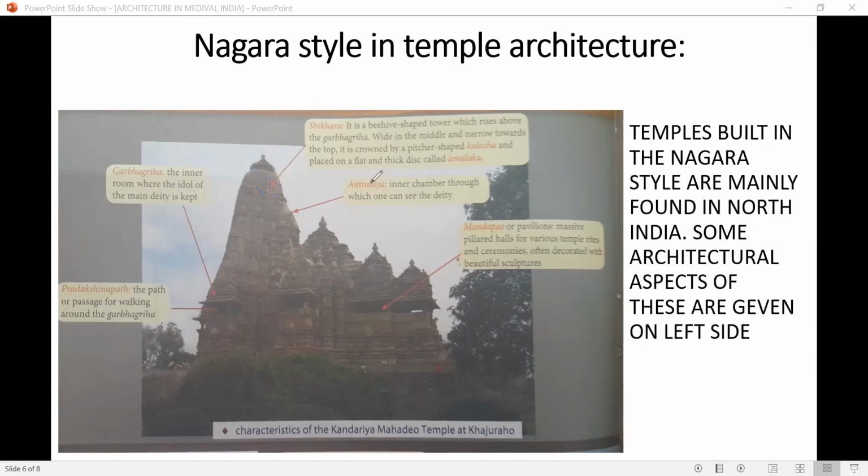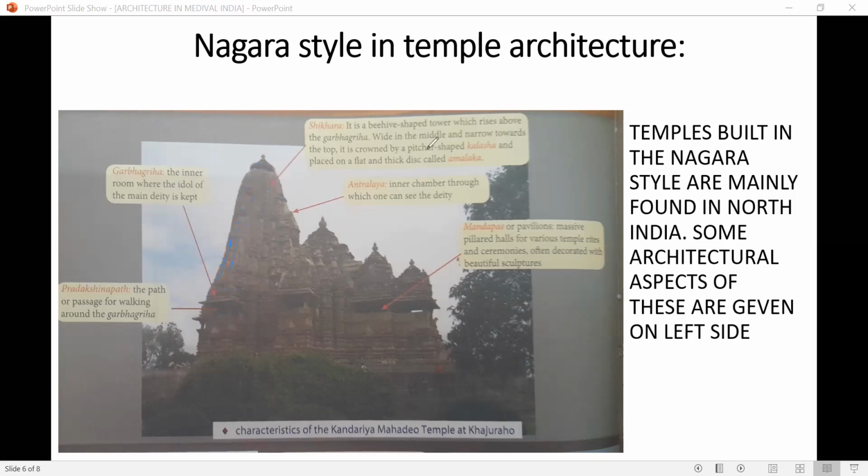So the first thing is Shikhara. It is a beehive-shaped tower which rises above the Garbhagriha. Let's see the Garbhagriha over here. Above this we have the Shikhara. In the Nagara style, the Garbhagriha will always be lower than the Shikhara. It is wide in the middle, but narrow when going up. It is not like a square. It is going narrow from both sides like this.